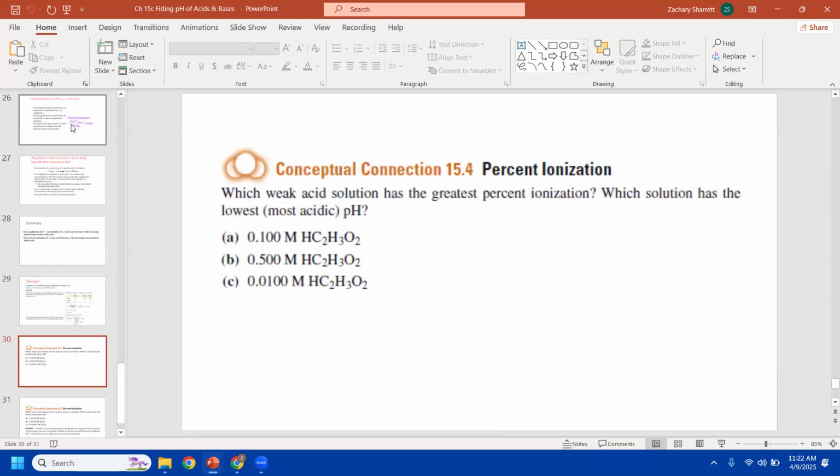Great. Okay, so which weak acid solution has the greatest percent ionization? Which solution has the lowest, most acidic pH? Ooh, that's a hard one. So any thoughts on this? Do we think that, so they're all the same acid, right? Do we think that the one with the highest concentration or the lowest? So which one should we eliminate right off the get-go? Nate, which one can we eliminate? And why is that? That's correct.